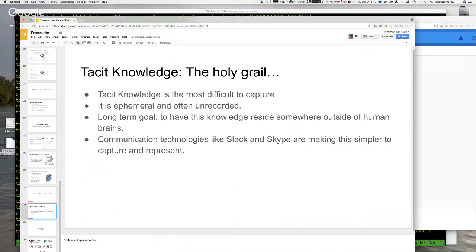We'll just get into the tacit stuff here real quick. This is kind of the holy grail of the whole thing, and we are starting to do a bunch of work on this front. The challenge is that it's very difficult to capture. Unless Ray Kurzweil's singularity comes to fruition and we start downloading our consciousness into machines, our only option right now is to go after, as much as we can, the sources where people are interacting at the edge of the information.